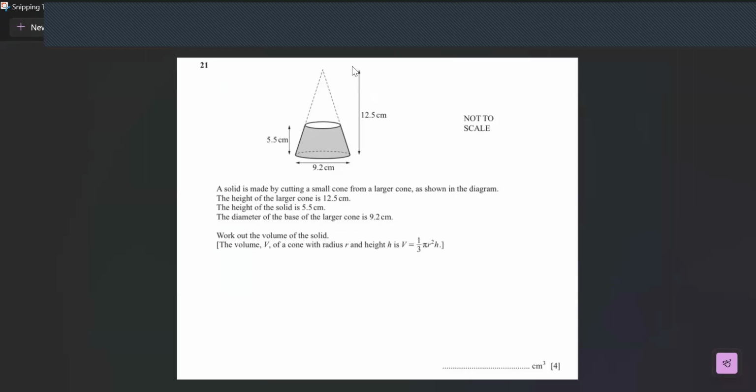Okay, look at this question. Would you read it? He's telling me a solid is made by cutting a small cone from a larger cone, as shown in the diagram. The height of the larger cone is 12.5, and the height of the solid is 5.5. The diameter of the base of the larger cone is 9.2. Work out the volume of the solid. Who has any idea what to do here?